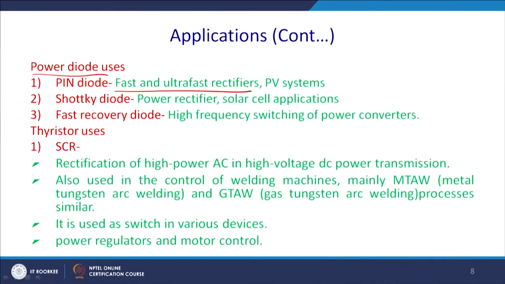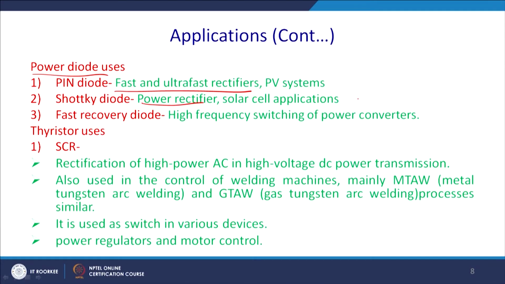And thereafter we have the Schottky diode. This is used for power rectifiers, mostly in the case of active rectifiers where you are making AC to DC, keeping the THD limit low, and thereafter solar cell applications. So, that has a fast recovery. Mostly the fast recovery diode is used in SMPS, where the switching frequency is required to be high, and it is mostly used in parallel with the MOSFETs.